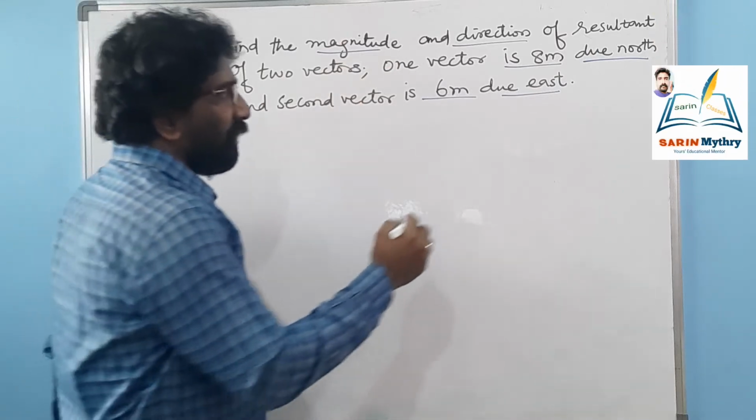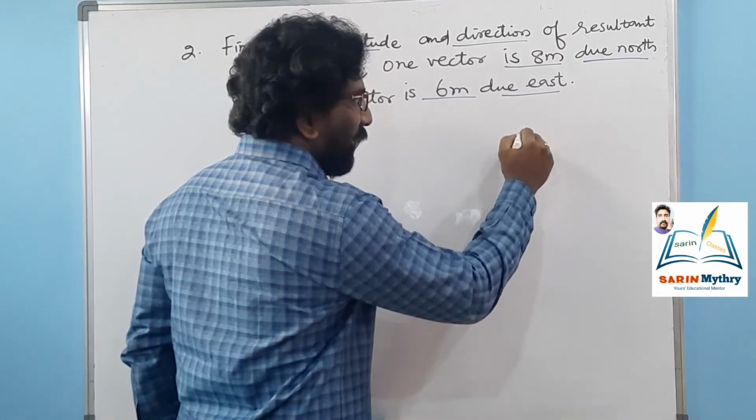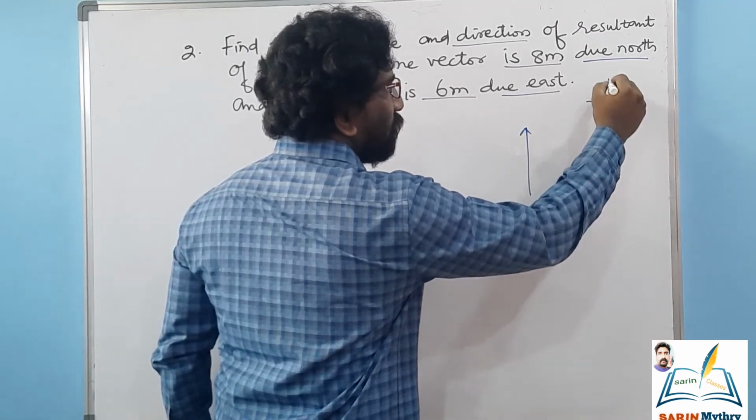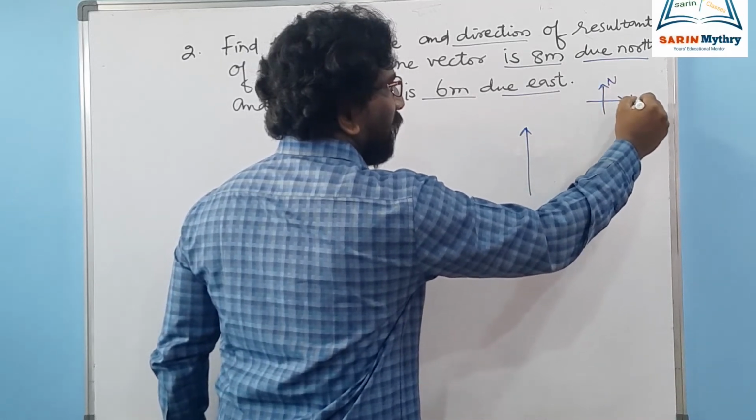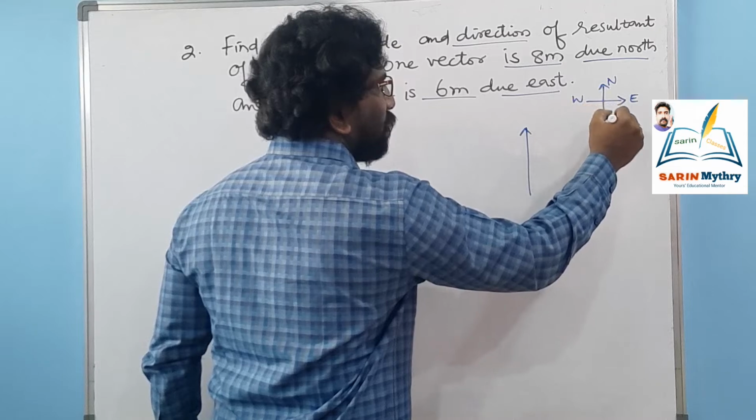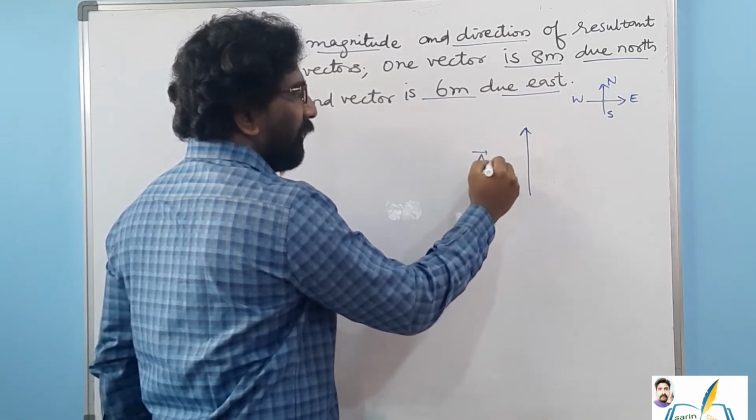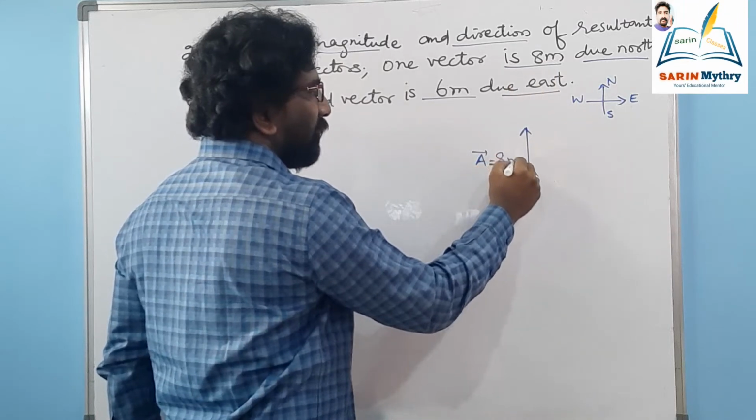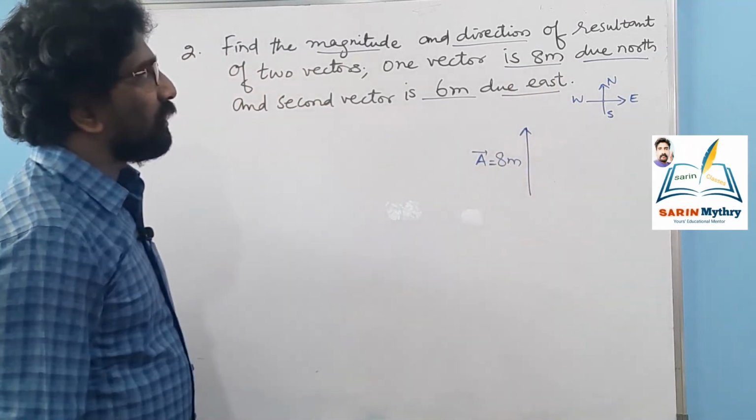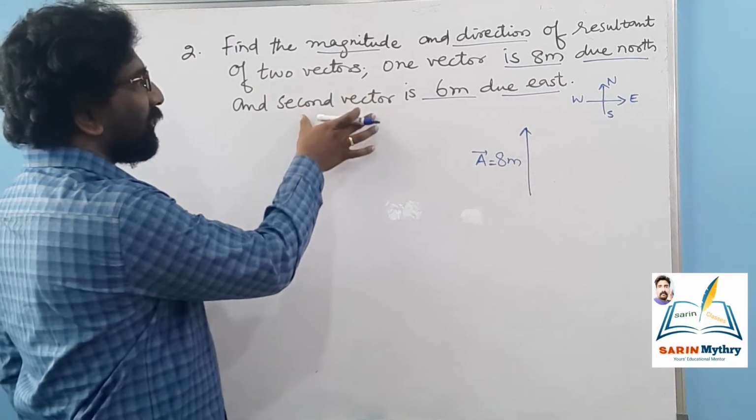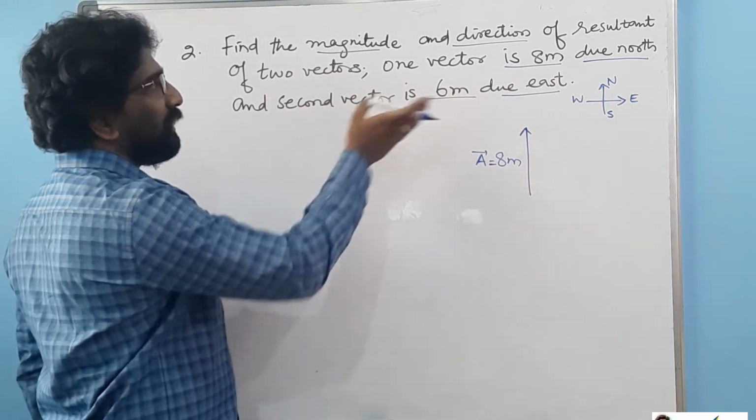So see now, one vector is in the north direction. If I draw this, this is north, east, west and south. So now one of the vectors is in the north direction. Let that vector be vector A. The vector A is equal to how much? 8 meters. Vector A equal to 8 meters. And the second vector is in the east direction.